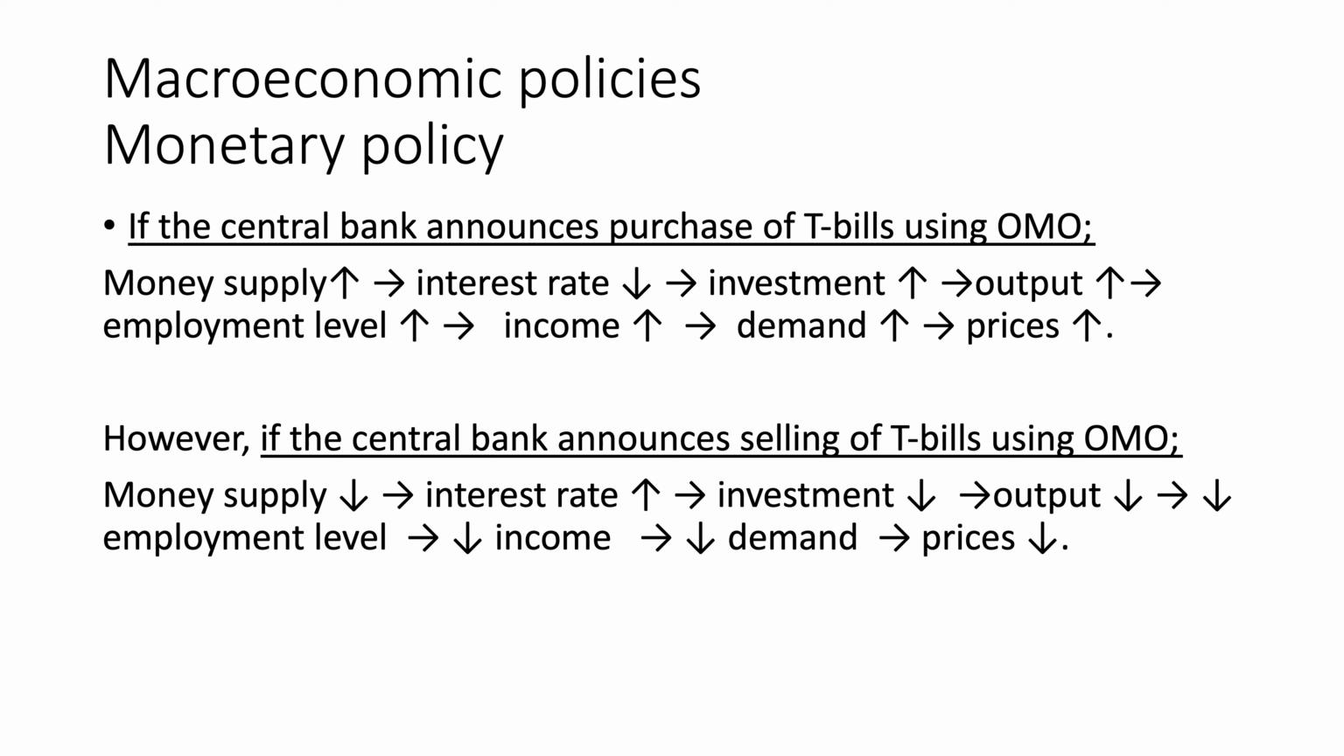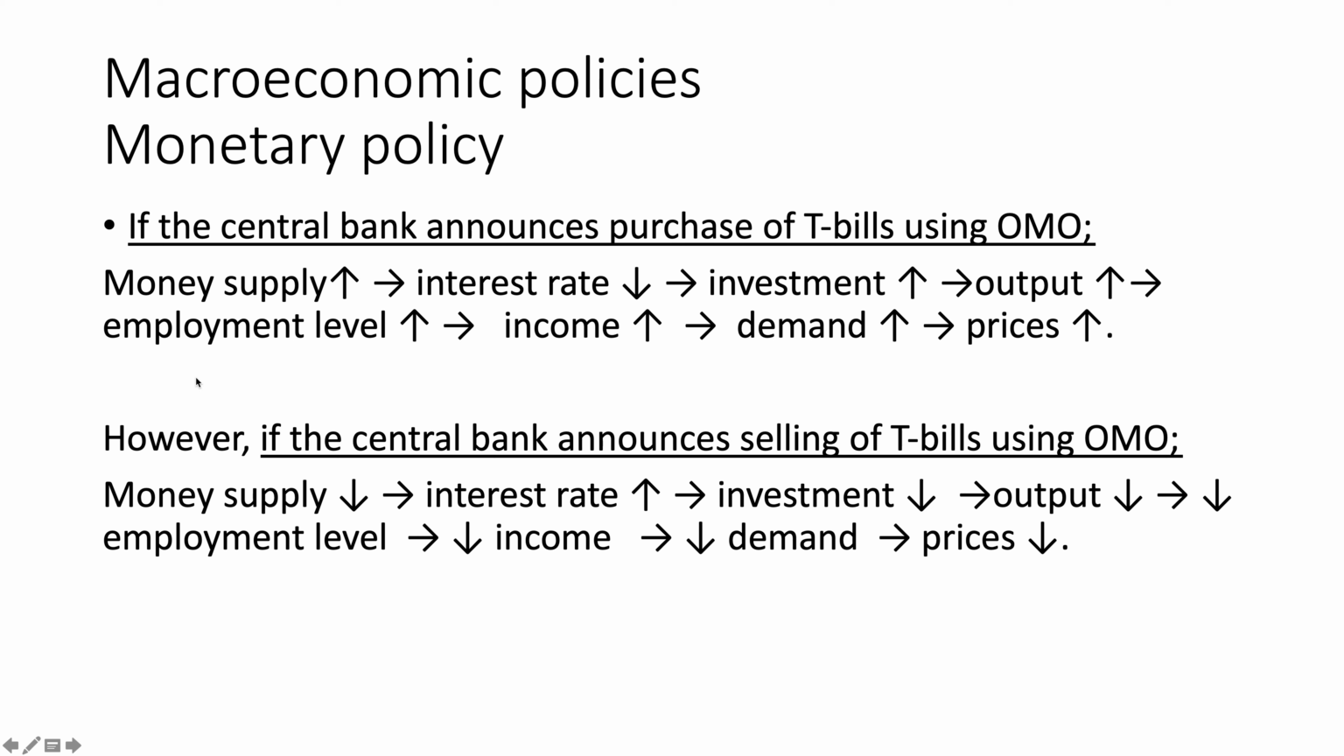When the money supply increases, the interest rate is going to be reduced. There is a negative relation between money supply and interest rate. Whenever money supply increases, interest rate is going to be reduced. Lower interest rate means investment is going to be higher because the cost of borrowing is decreasing for the investor. Cost of borrowing is the interest rate. The lower the interest rate, the lower the cost of borrowing, and more investment is done in the market. Higher investment increases the output, employment level, income, demand, as well as the prices.